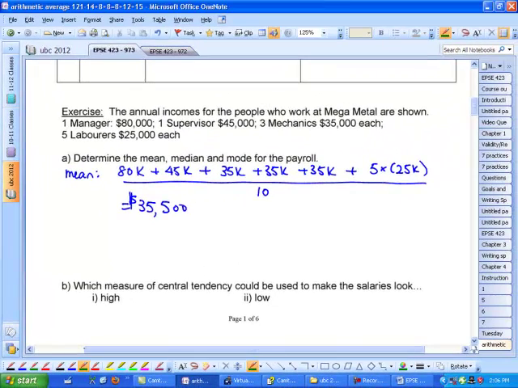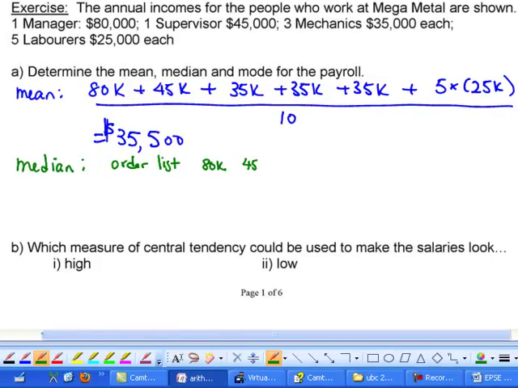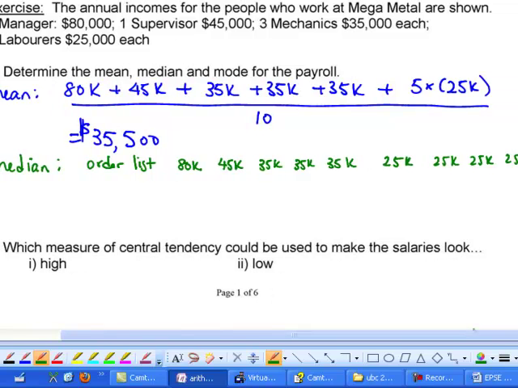Now, to help you calculate the median, I guess what I need to do is put things in order. So let me order the list first. I'll go this time from largest to smallest, so that's 80K. Then you have 45K, 35K 3 times, and then also 25,000 5 times. Notice there are 10 data points in my list here, so I've got to be careful.